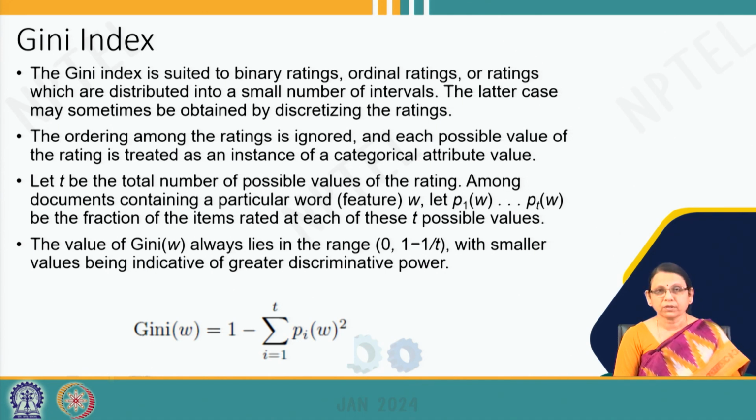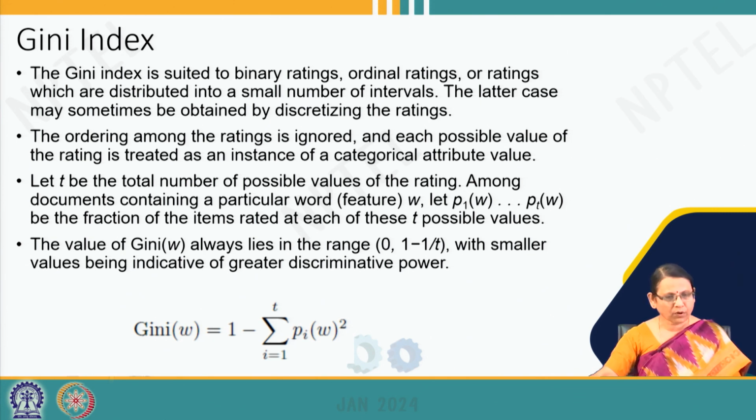After last class we were discussing various information theoretic measures. Today, the one which is pretty aligned with probability theory is the Gini index. This Gini index is suited for binary ratings, ordinal ratings and ratings which are distributed into a small number of intervals. In case you have numeric ratings, you can also discretize and get them intervalized. The ordering among the ratings is ignored in this scheme and each possible value of rating is treated as an instance of a categorical value.